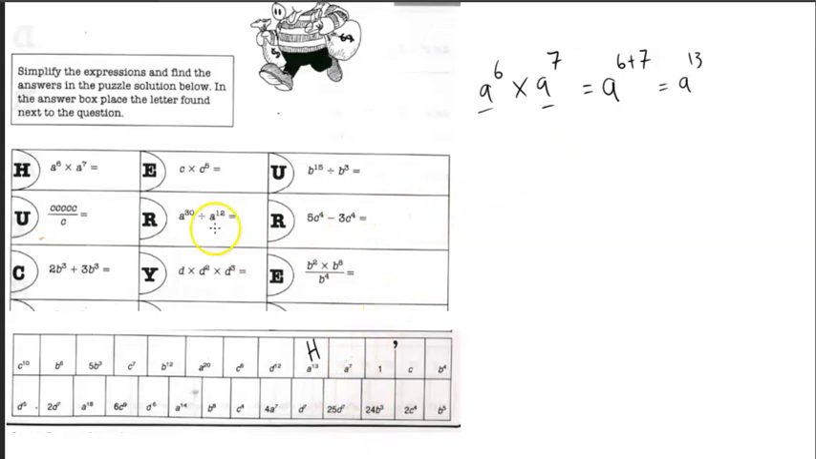So anyways, second one, c multiplied by c to the power 5 is c to the power 6. Any c to the power 6's, you replace it with an e.